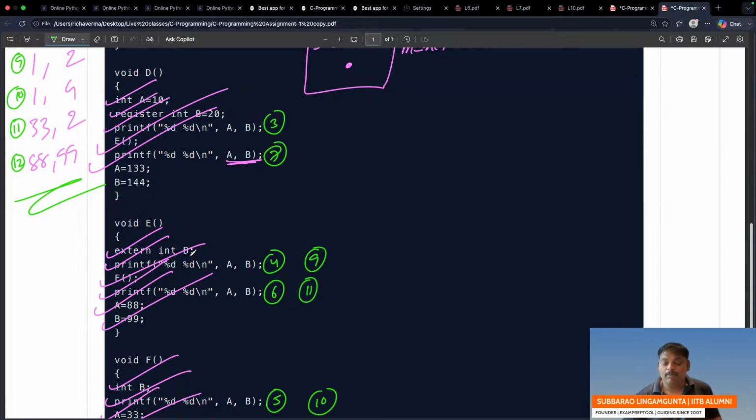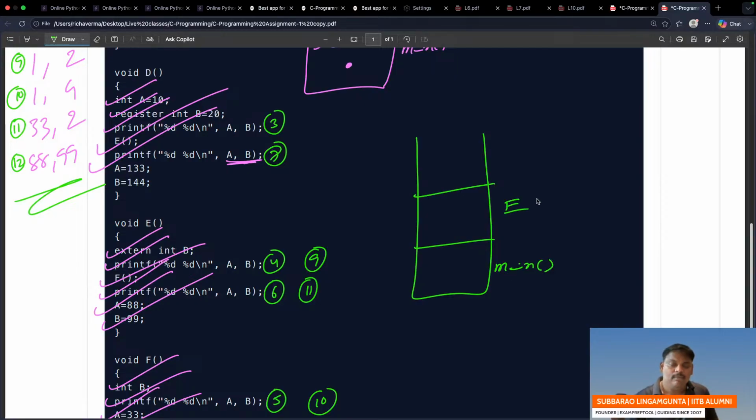Remember, until now we were talking about the 9th one. The 9th one came to the E function. See this: in the stack, if you observe, main is available. From main you called E, right? So that is the reason you came here. I am at E now.